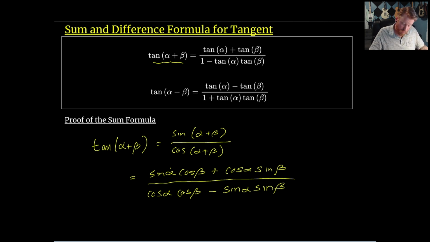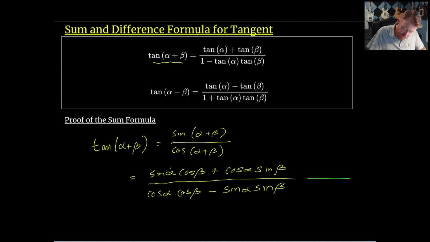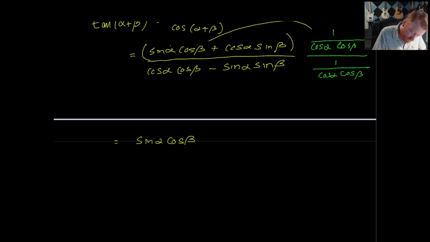Okay, now we're going to do a weird step, but it is what we need to do to get what we want here. I'm going to multiply the numerator and the denominator by 1 over cosine alpha cosine beta. Okay, so now what I have is sine alpha cosine beta, and what I'm doing here is distributing my 1 over cosine alpha cosine beta to each term here.